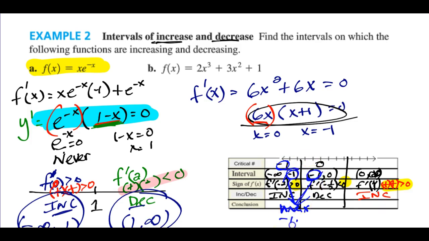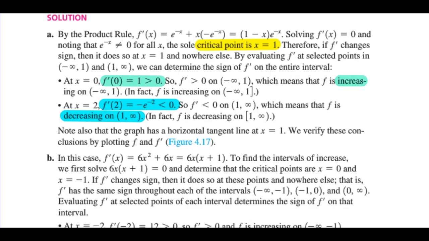So you have a max at negative 1 comma something, and then this 0 creates a minimum, because every time you go from decrease to increase, you have a minimum at 0. Then I'd go back to the original function and find those y values. But this problem, they didn't ask for maxes and mins, so I would just quit while you're ahead.